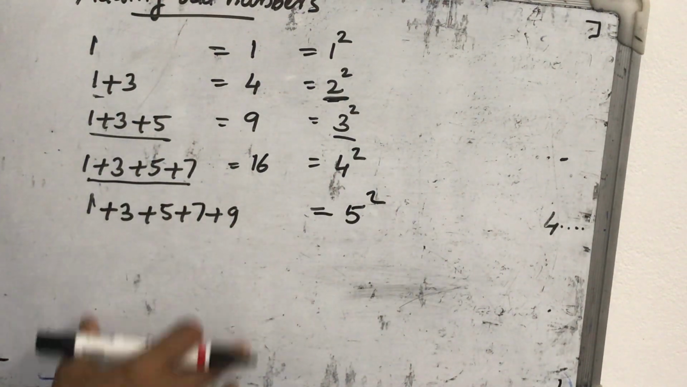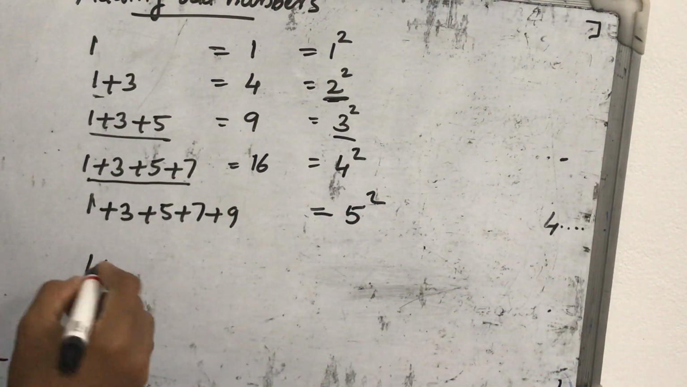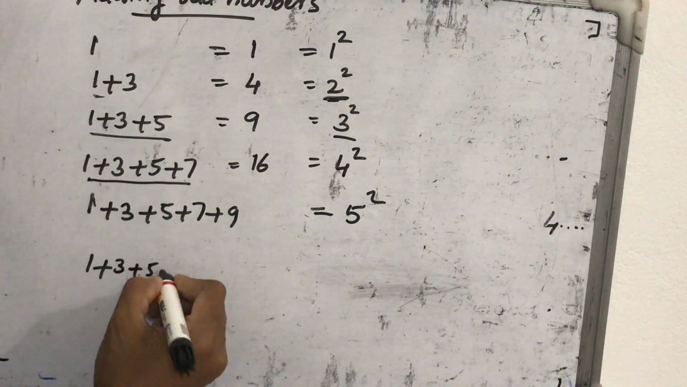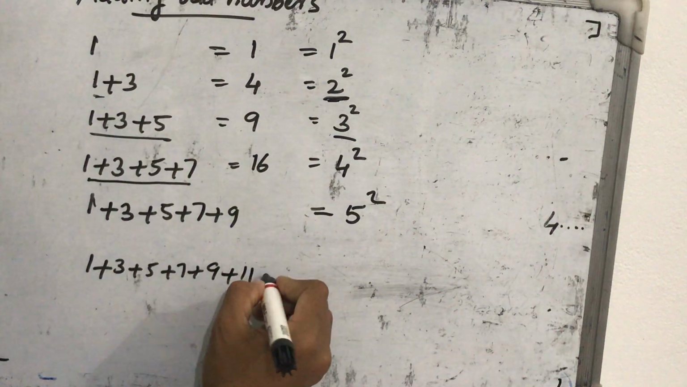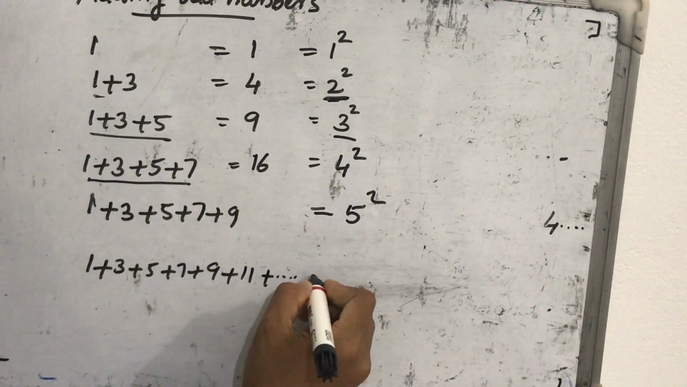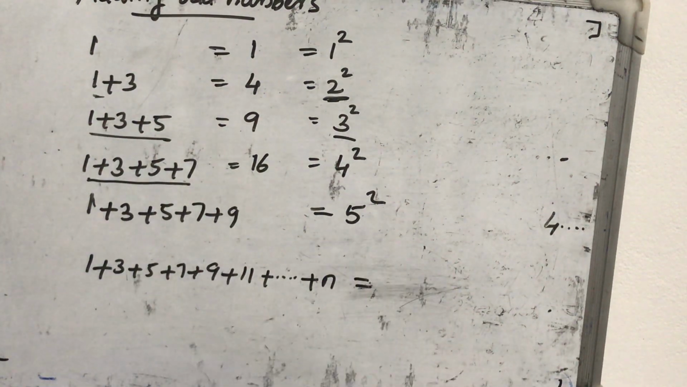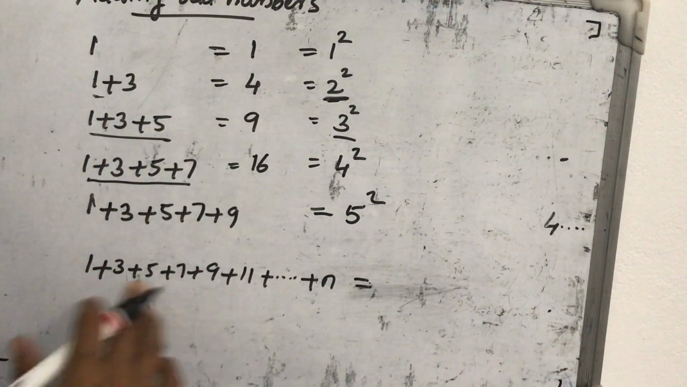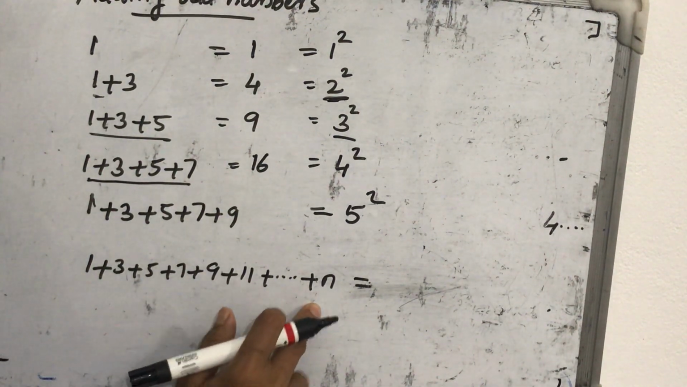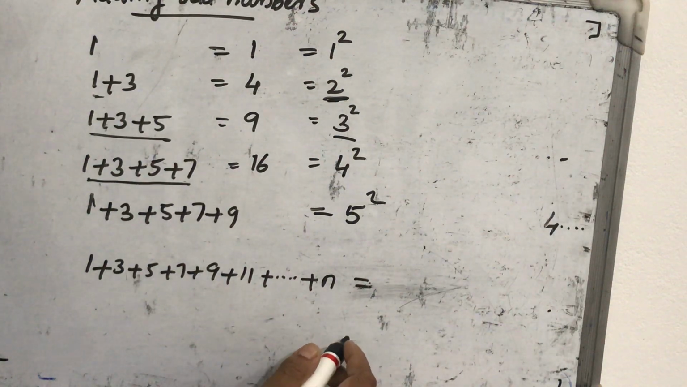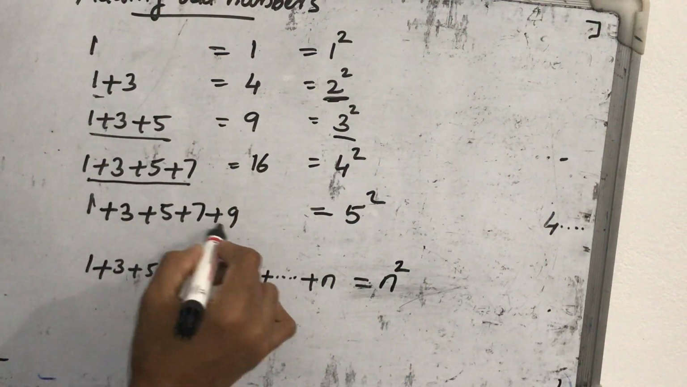Okay. So for any number of odd numbers starting from 1, 1 plus 3 plus 5 plus 7 plus 9 plus 11 and so on up to any number, suppose we write up to n, what will be the answer? Here we are adding successive odd numbers starting from 1 up to n. Then its answer will be n square, because of how many odd numbers we are adding.